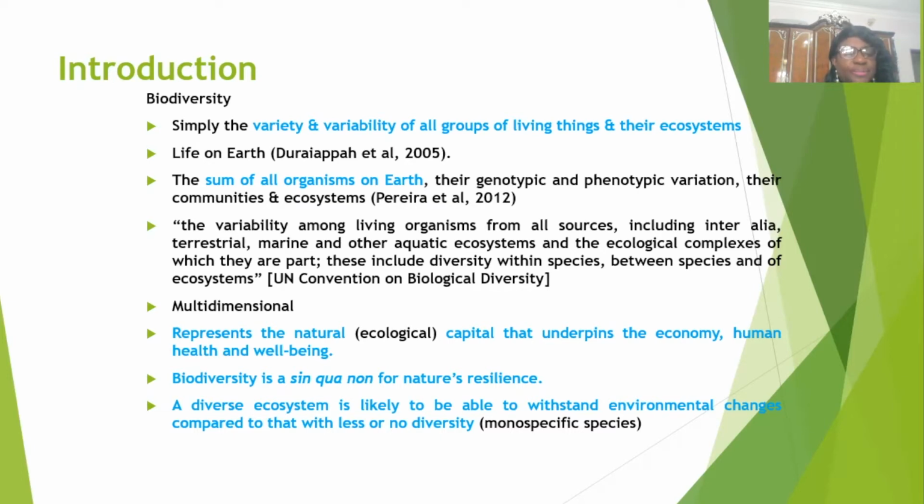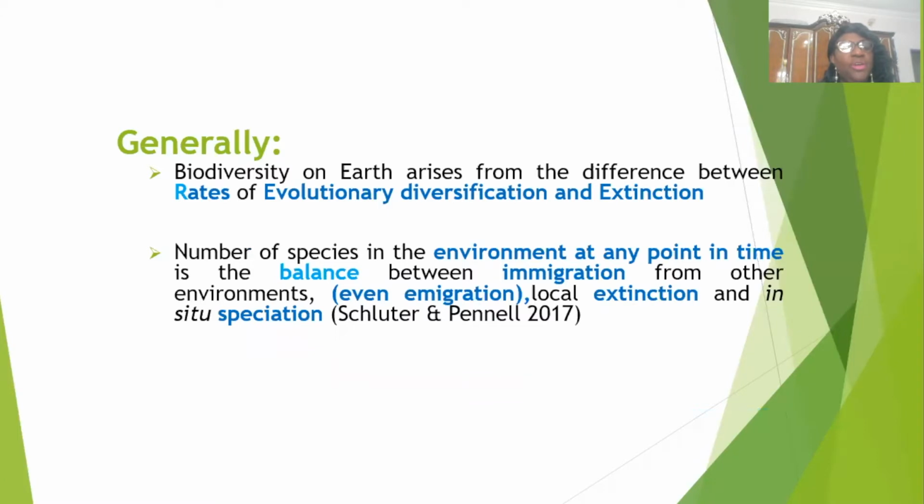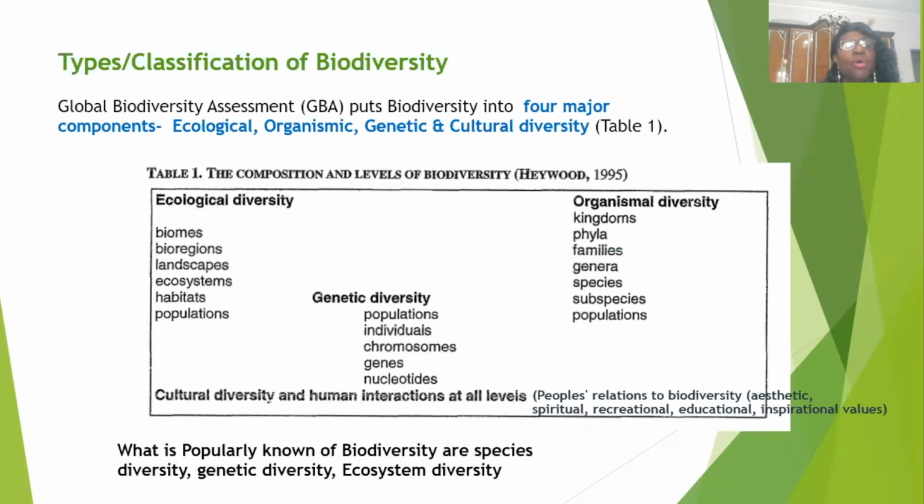Biodiversity is multidimensional. It represents the natural or ecological capital that underpins the economy, human health, and well-being. Biodiversity is a sine qua non for nature's resilience, as a diverse ecosystem is likely to be able to withstand environmental changes compared to one that is less diverse or non-diverse. Generally, biodiversity on Earth arises from the difference between the rates of evolution and extinction. The number of species in the environment at any point in time is the balance between immigration from other environments and emigration from the given environment, local extinction, and in situ speciation.